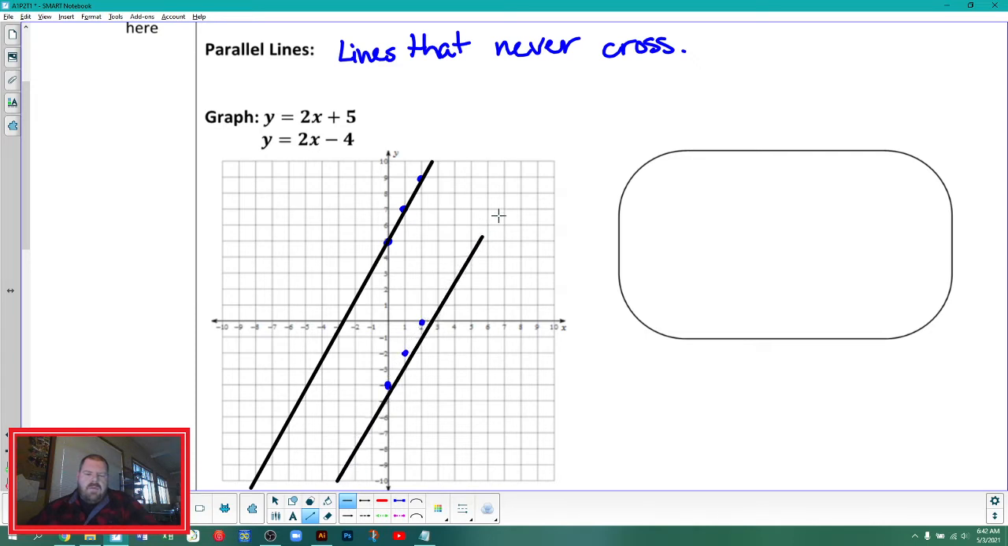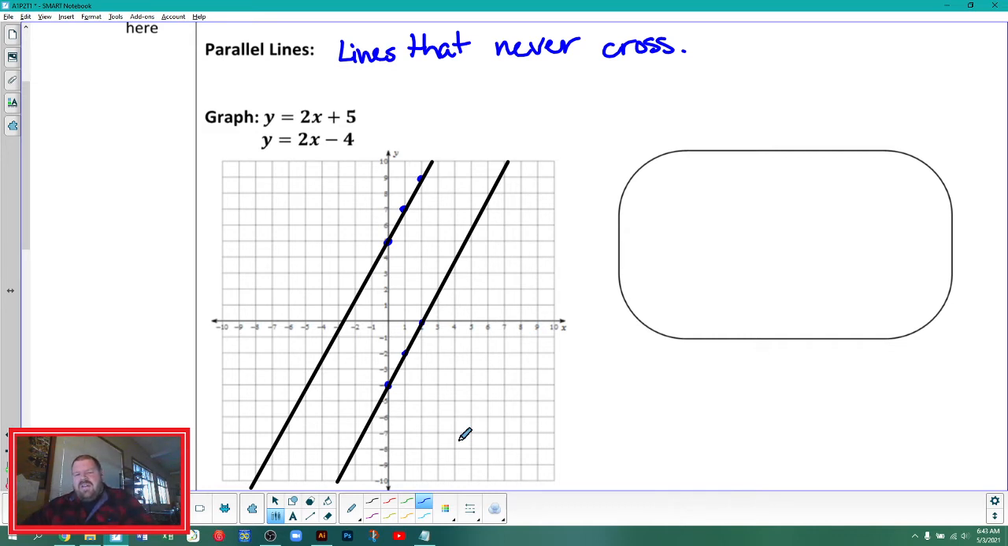So those are parallel lines. Not too bad, right? We think of them as like railroad tracks. The two sides of the railroad tracks are never going to cross. So those two sides are never going to cross.